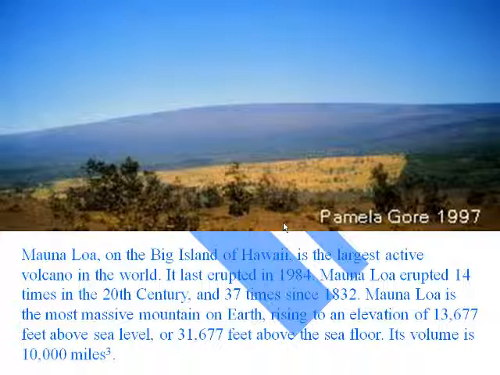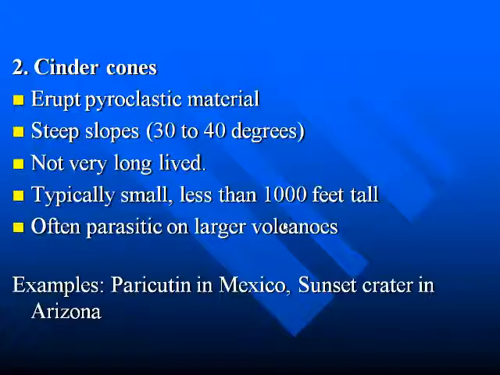Mauna Loa, the Big Island of Hawaii, is the largest active volcano in the world. It last erupted in 1984, 14 times in the 20th century, 37 times since 1932. It's the most massive mountain on the Earth. Elevation is 13,677 feet above sea level, and then 31,000 above the seafloor. And the huge, just massive 10,000 cubic mile volume. It's crazy how big this one is.